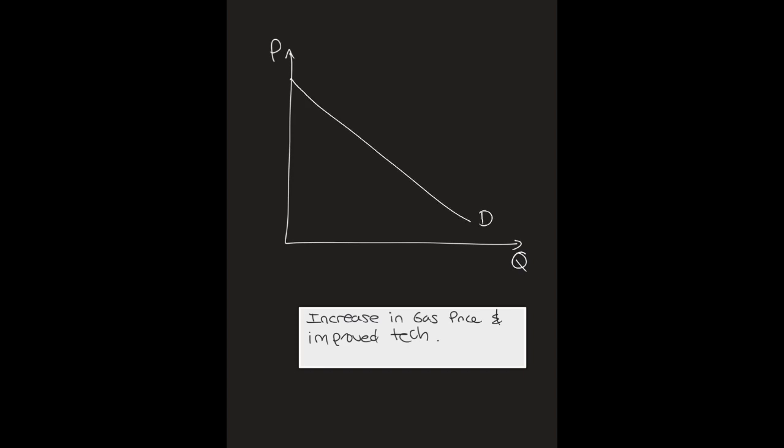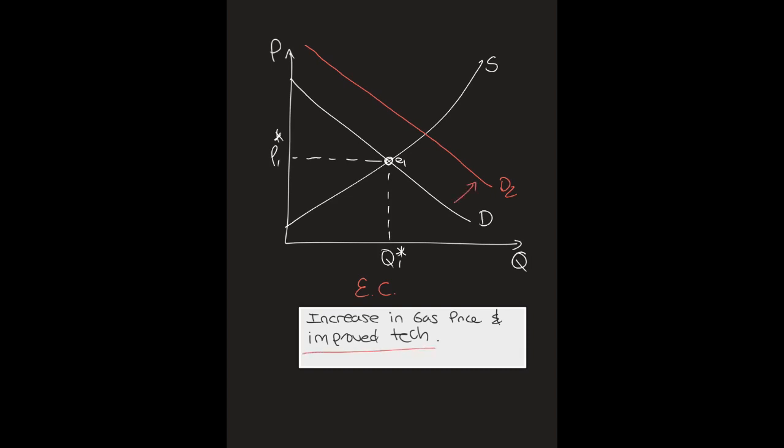So once again, we start with our downward sloping demand curve, upward sloping supply curve, and we have Q1 star, our initial equilibrium quantity, and P1 star, our initial equilibrium price. So once again, here we are at E1. Now, what do we know so far? We know that an increase in the price of gas leads to an increase in the demand for electric vehicles, EVs. Now, what else happens is there's an improvement in technology. We know what that does is it increases the supply of electric vehicles.